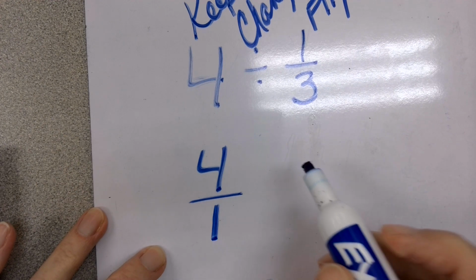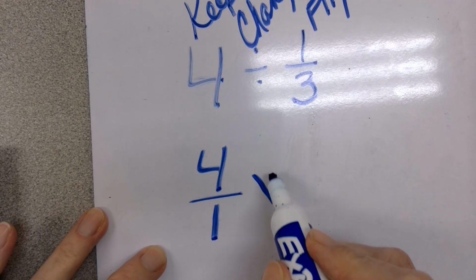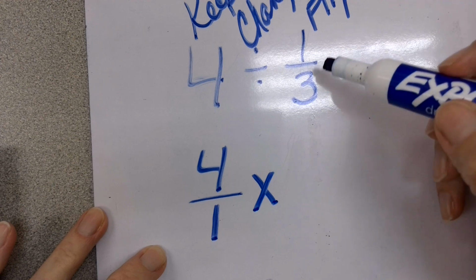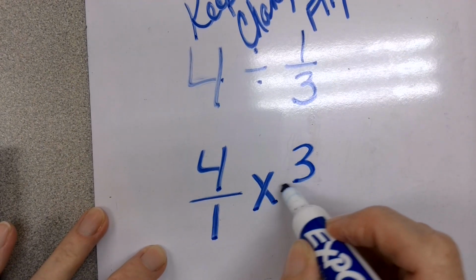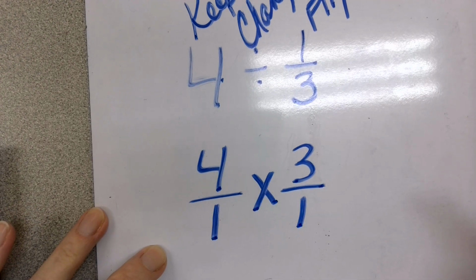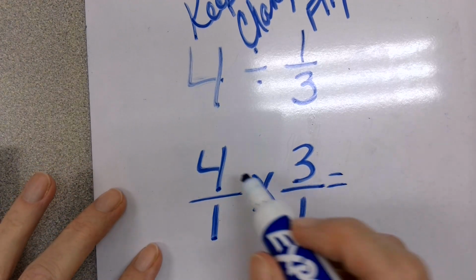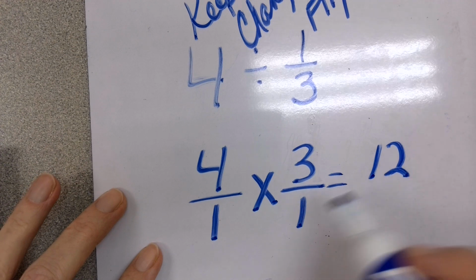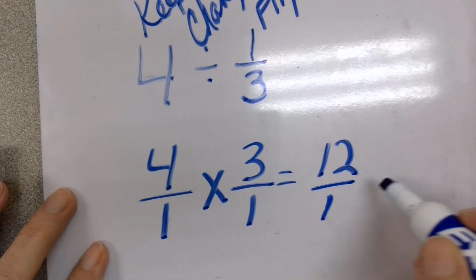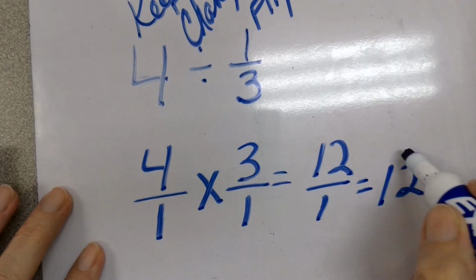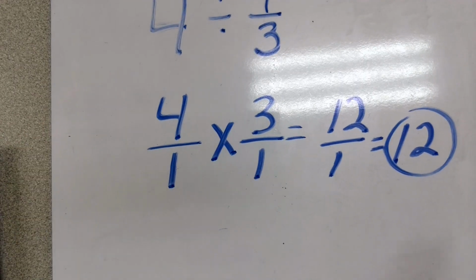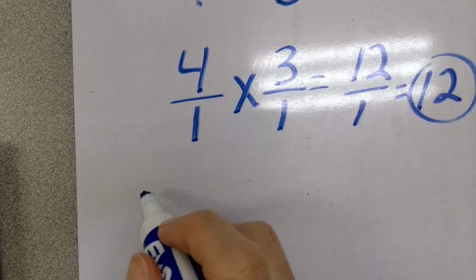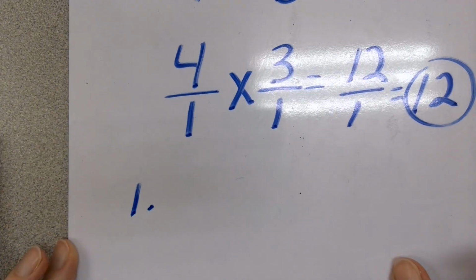A 1. We're going to change the division to multiplication, and we're going to flip around these numbers, so therefore the 3 is on top and the 1's on the bottom. And now we're ready to get our answer. 4 times 3, 12. 1 times 1 is 1, and what's 12 divided by 1? 12. So I want you to see that mathematically because you're going to have to know how to do that going forward.